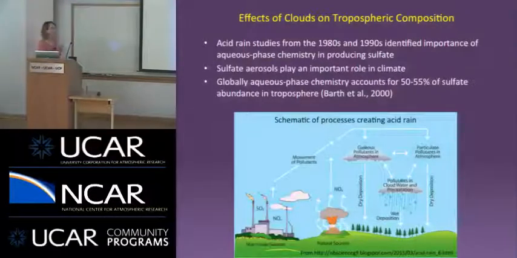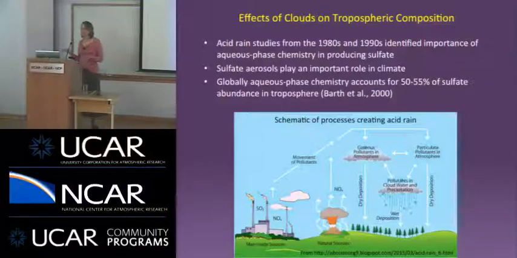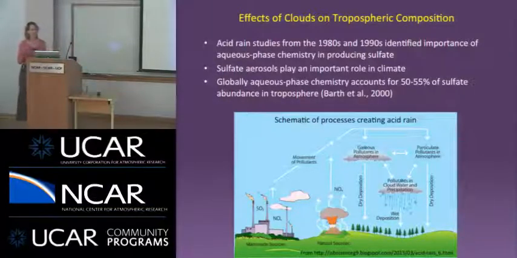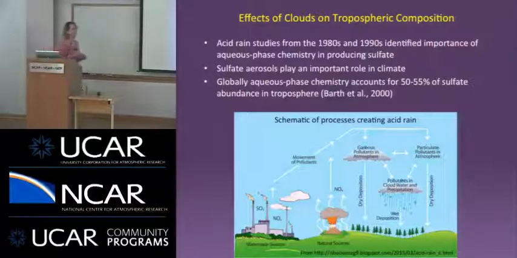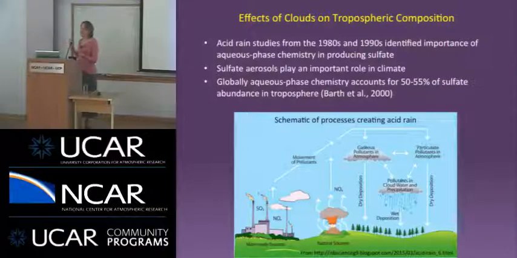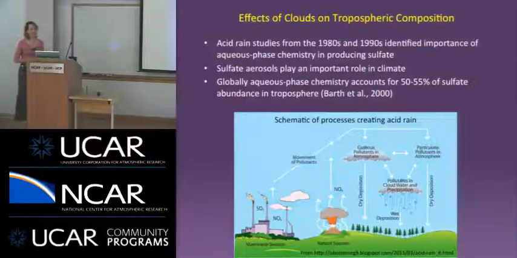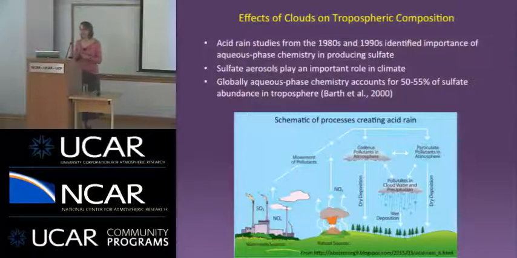We've been looking at the effects of clouds on tropospheric composition really over the last several decades. A lot of studies were done in the 1980s and 1990s to look at acid rain, and during that time period we identified the importance of aqueous-phase chemistry in producing sulfate. Soon afterwards, it was pointed out how sulfate aerosols played an important role in climate, and so we all hurriedly put sulfur chemistry into our climate models, and we were included among those.